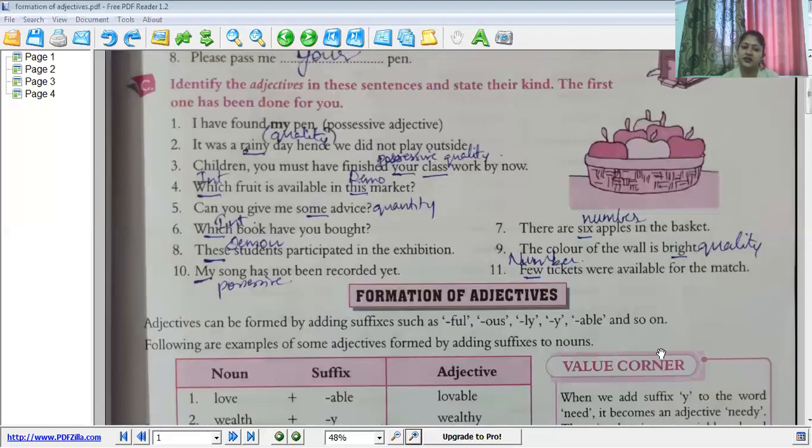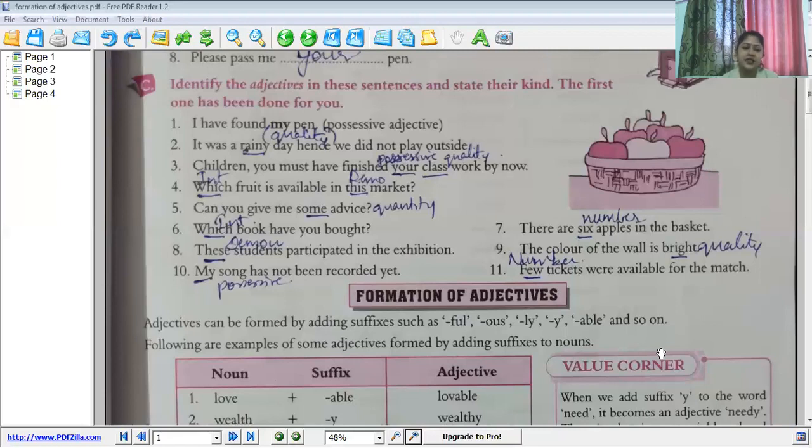Coming to the 8th sentence: These students participated in the exhibition. Okay, children. So these is a demonstrative adjective. These students, what is it describing? Students. The 9th sentence: The color of the wall is bright. Now, what are they telling about the color? What kind is it? It is bright. So bright is an adjective of quality.